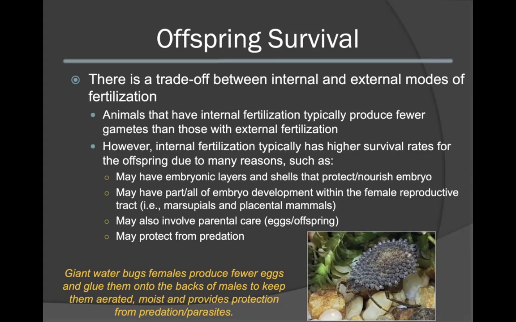Many species also have some sort of parental care, either for the eggs or offspring, and many also protect their offspring or eggs from predation. For instance, giant water bug females produce fewer eggs in general and glue them to the backs of their males to keep them aerated, moist, and also to prevent predation and parasitic infections, thus increasing their overall success.